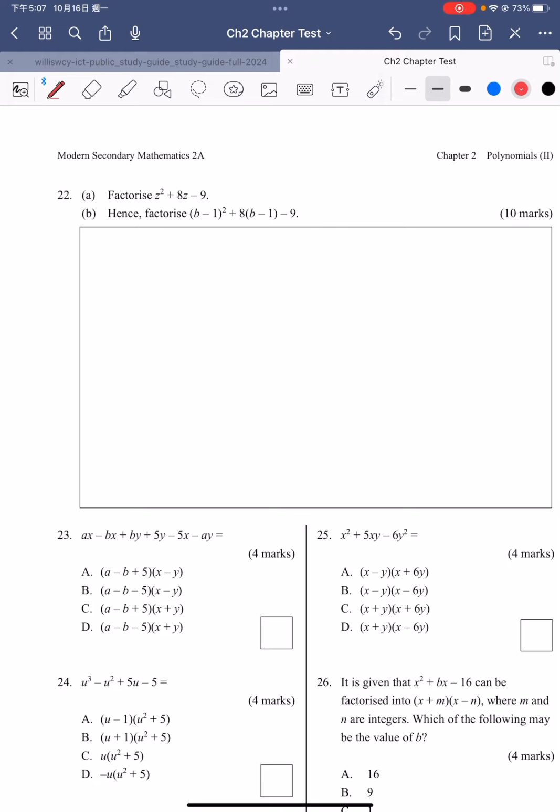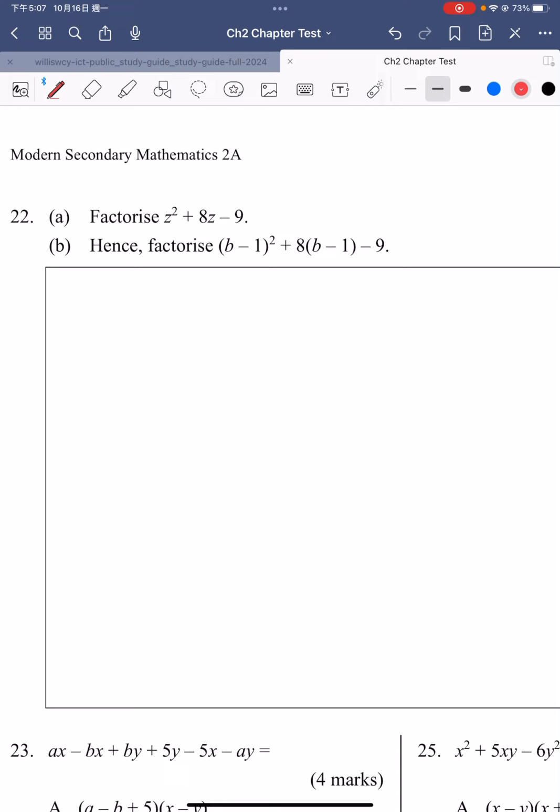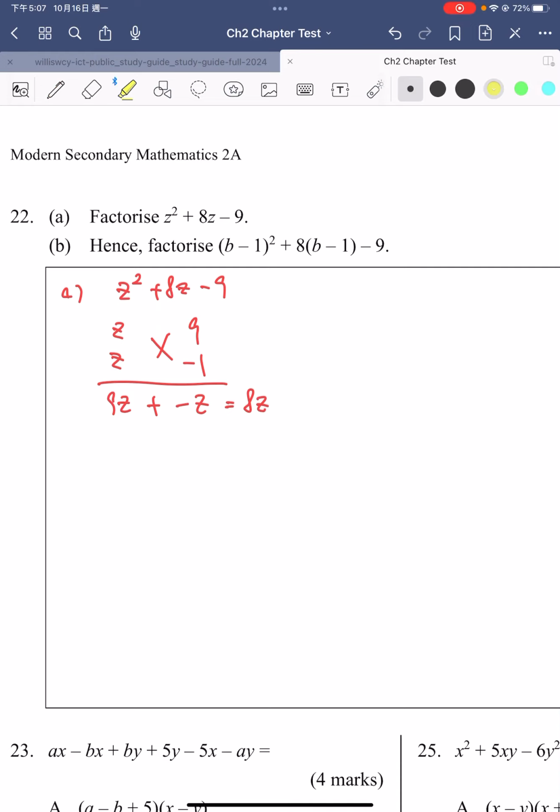So now we can do the question 22. First of all, we need to factorize the z squared plus 8z minus 9. So z squared plus 8z minus 9. So use the cross method. We can try the positive 9 and the negative 1. So now we can have the z is negative z, and we have the 9z here. So if we plus them together, this is equal to 8z. So we compare these two numbers, 8z is actually the same as the middle number, then we have the z plus 9 and the z minus 1 as our answer. So we have z plus 9 times z minus 1.